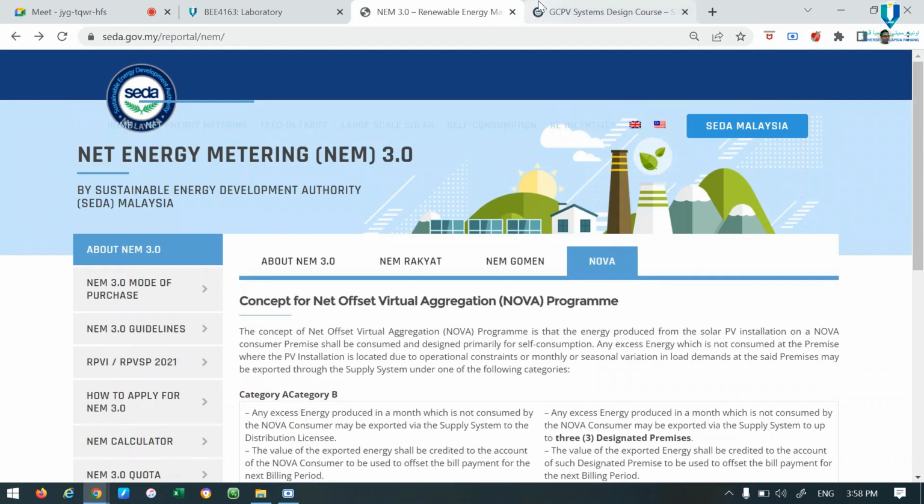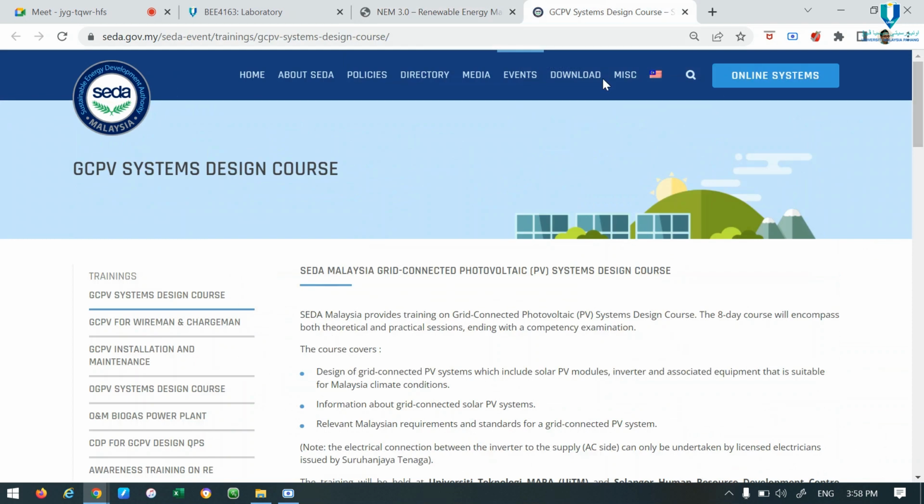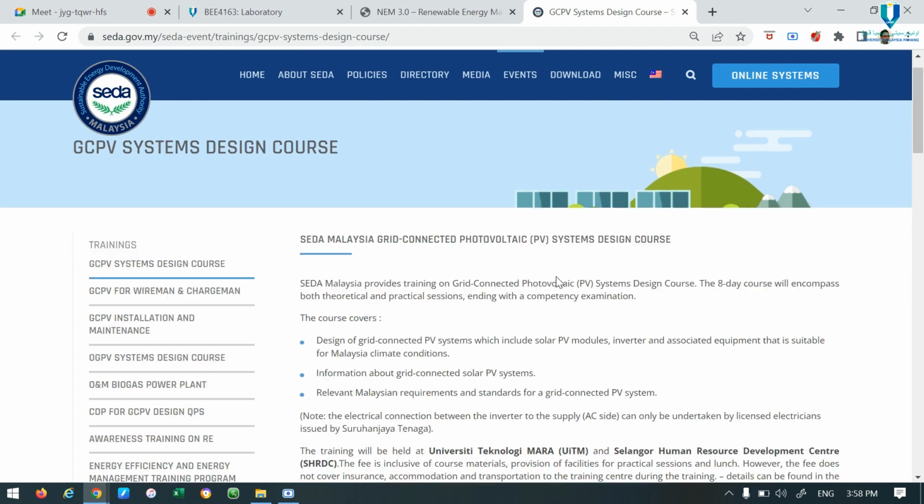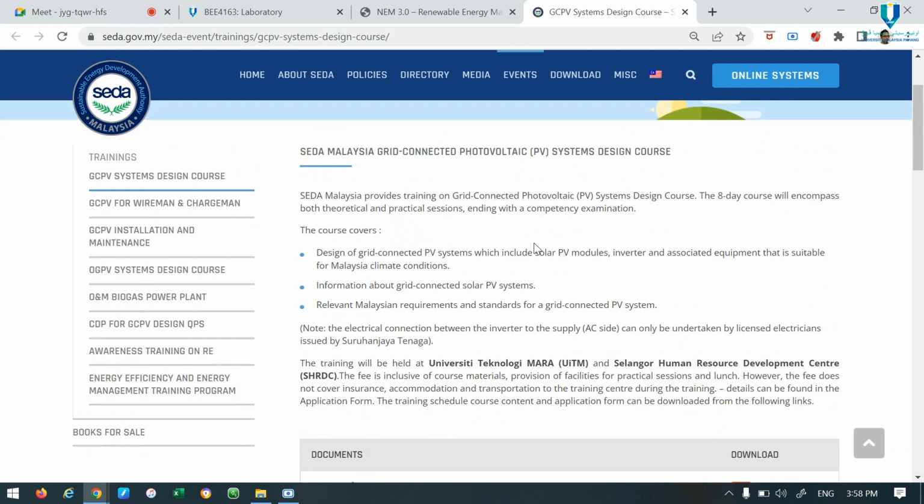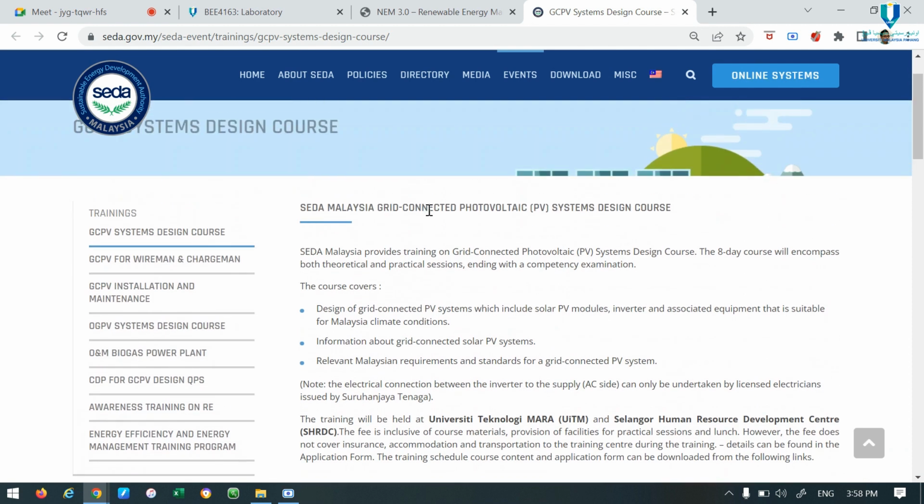Okay, last. Sorry, nampak dah ni. Ini yang saya nak tunjuk. Ini kalau Google juga, you just type Google DCPV System Design Course. This is what I'm saying. The SEDA Certified Designer Chapter Grid Connected tu adalah berdasarkan daripada hasil the content of the teaching. We are following the book that comes from this course. Okay. SEDA Malaysia Grid Connected Photovoltaic System Design Course.